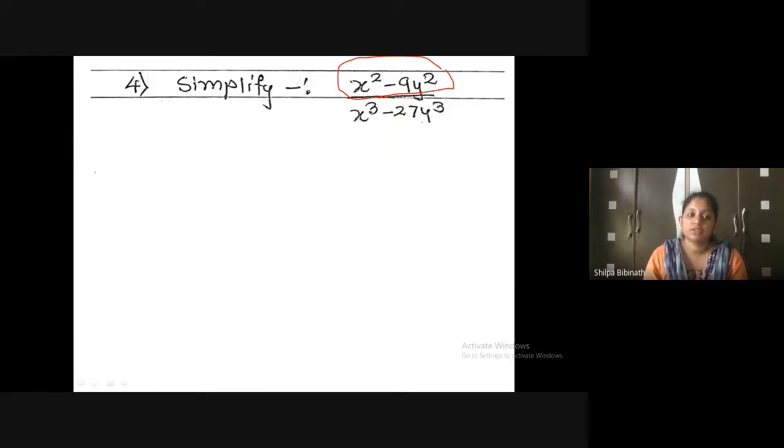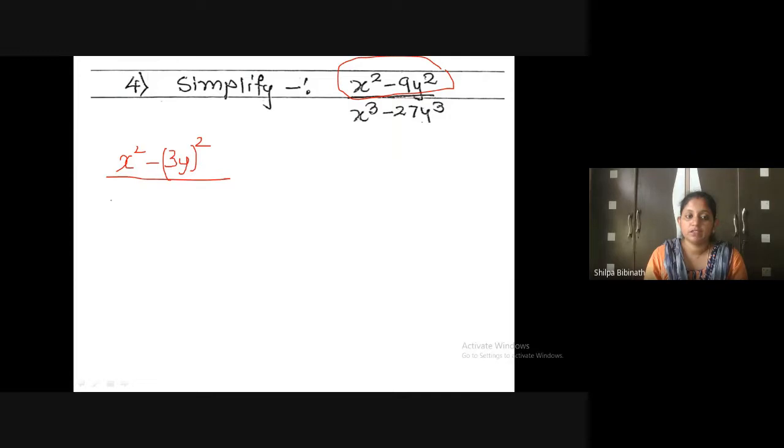Okay. So let's do it. So it will be x square minus the square root of 9 is 3. 3 3s is 9. So 3y the whole square.